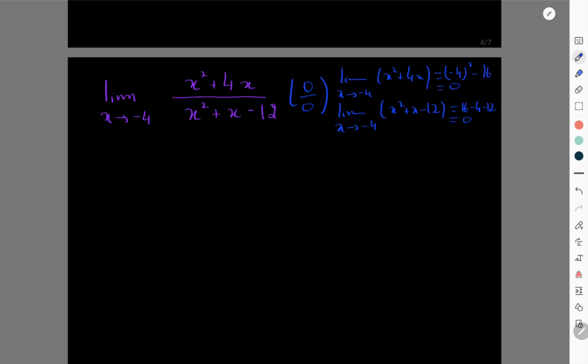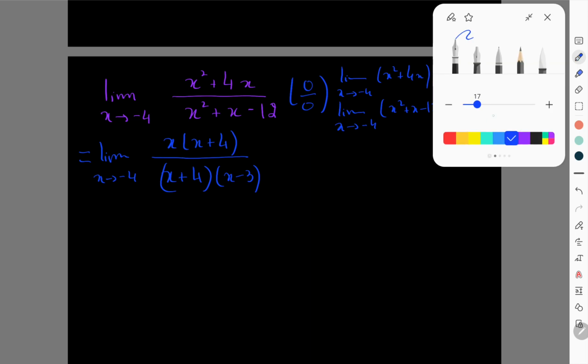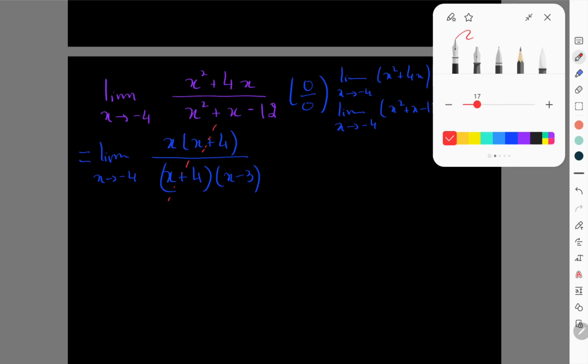Now here I still need to get rid of that indeterminate form. Luckily, we know how to factor quadratics. So the first one is really just x times x plus 4. And the second one is x plus 4 times x minus 3. And then you can easily see that the x plus 4 cancels out.